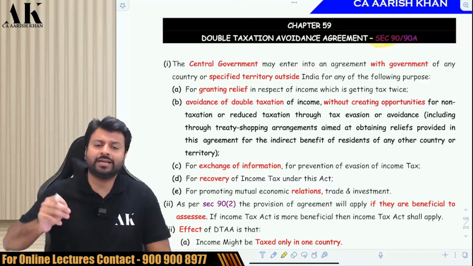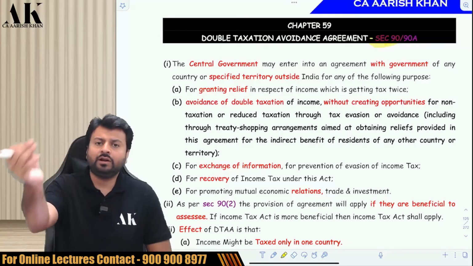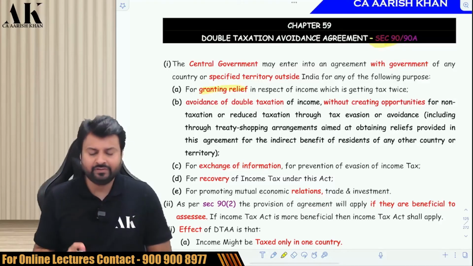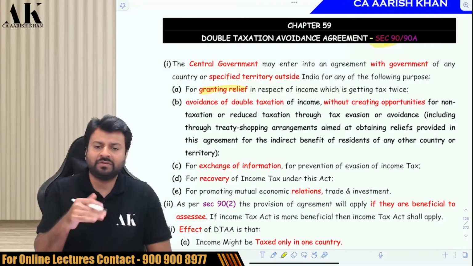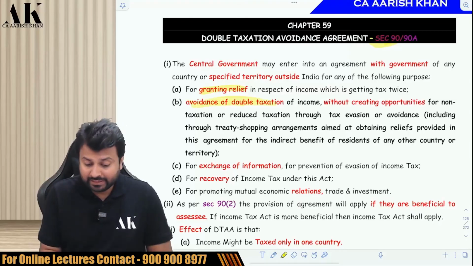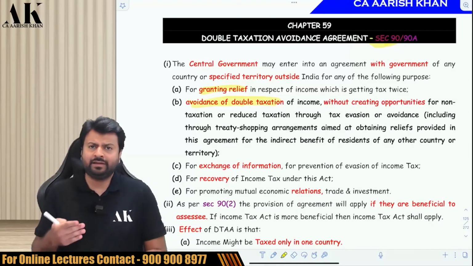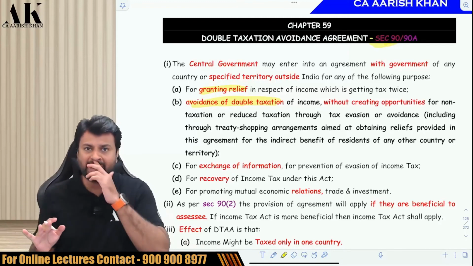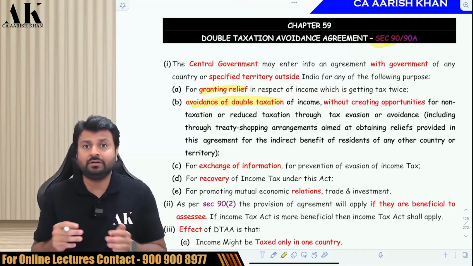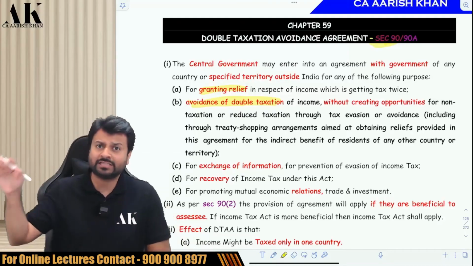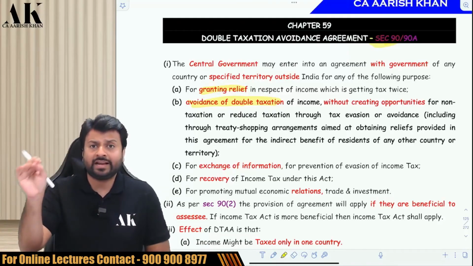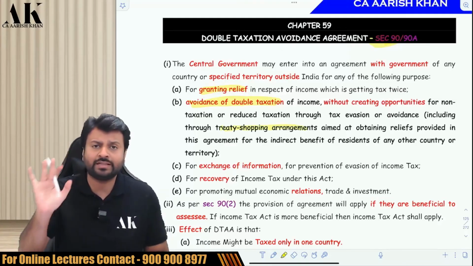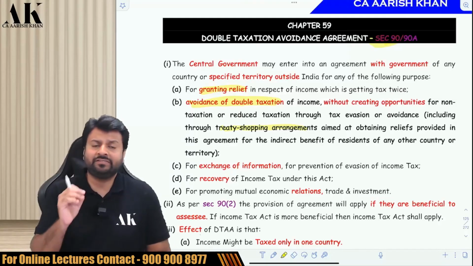Why is a DTAA entered into by the government of India with the government of a foreign country or specified territory? There are multiple reasons. First, for granting relief with respect to double tax. If there is double tax, the government will grant you relief. Second, they will enter into DTAA with foreign countries for avoidance of double tax. The Indian government does not want any kind of double taxation, but at the same time, they don't want to give unnecessary opportunity to tax evaders. So we don't entertain any kind of tax evasion. We do not entertain any kind of treaty shopping arrangement. All these things are not allowed by the income tax department. This is the objective reflected in section 90.